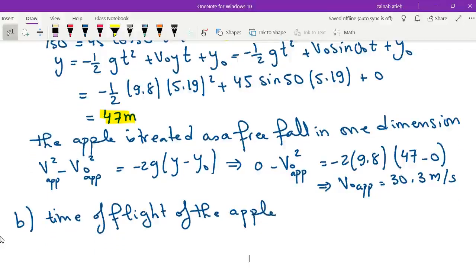I can certainly use y equals minus half gt squared plus v0 t plus y0, but this one has t squared, so to find t I would use the quadratic equation. This one is easier, which contains only v equals minus gt plus v0. So v for the apple and v0 for the apple, don't forget, implies that when it reached the arrow, its velocity was 0.